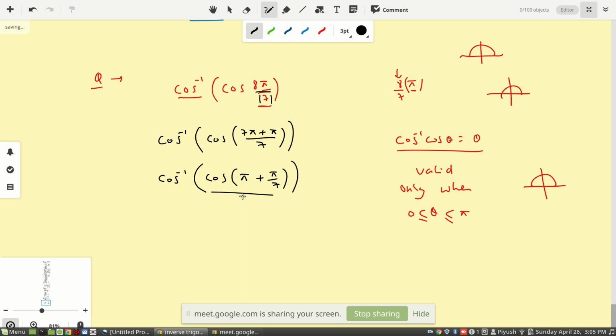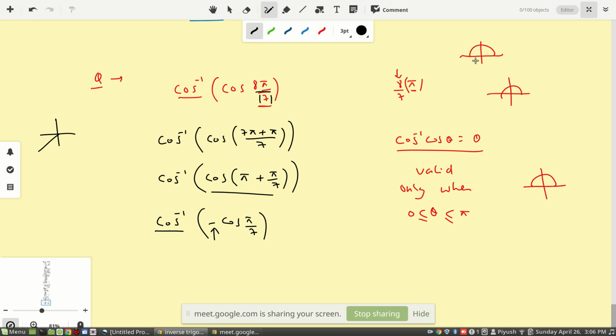Now you apply the idea of cos of n pi plus or minus theta. So n pi plus or minus theta, cos means trig will not change. So it will be cos of pi plus theta. Pi plus theta means the third quadrant, where cos is negative. So it is minus cos theta. And this is a cos inverse outside, and there is a negative inside.